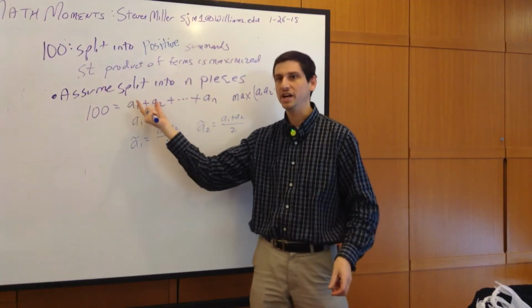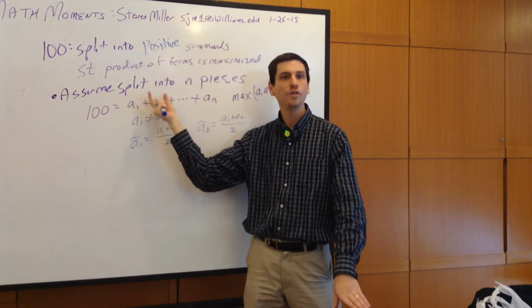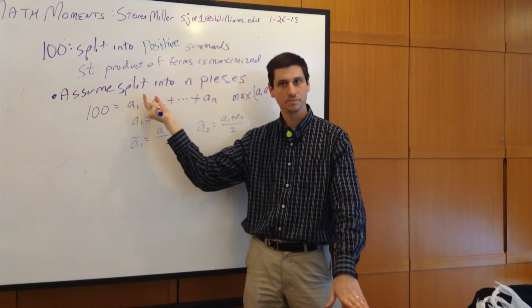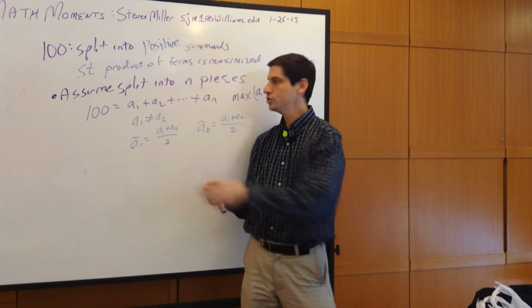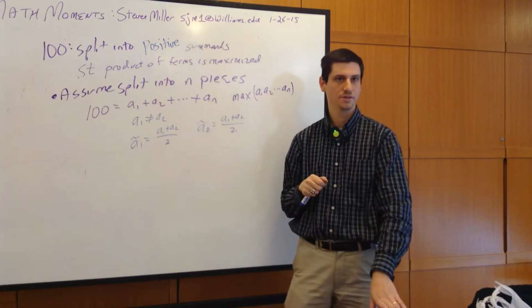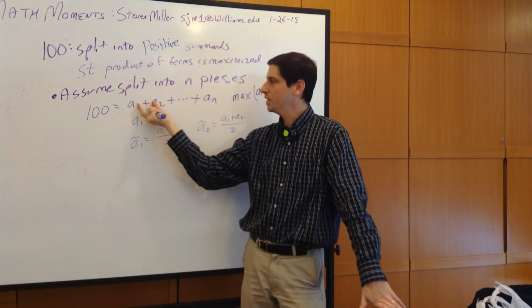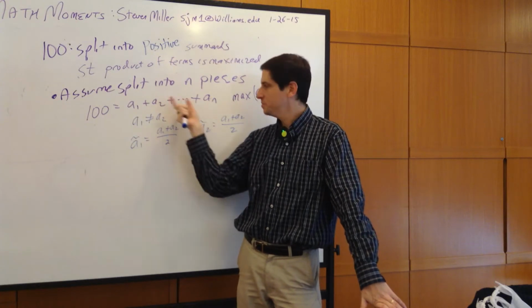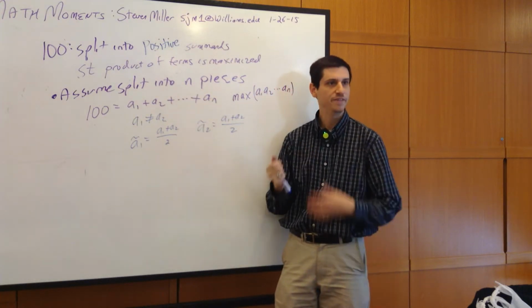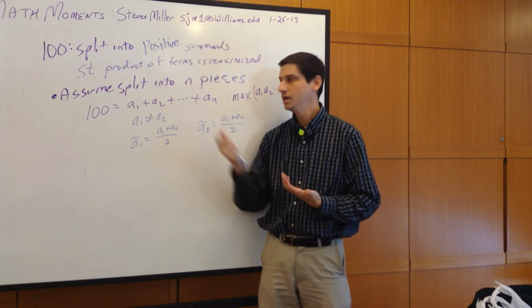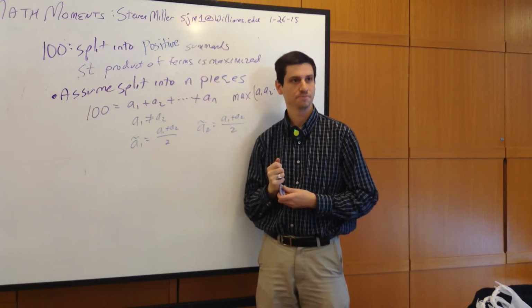If I have two things that aren't equal, look at all things that have that as their sum. The maximum product is when they're split equally. So this can't be the best. The best has to be when a1 equals a2. Similarly, a2 has to equal a3, a3 has to equal a4. They all have to be the same. If there was ever one that wasn't the same, then I could make the product larger.